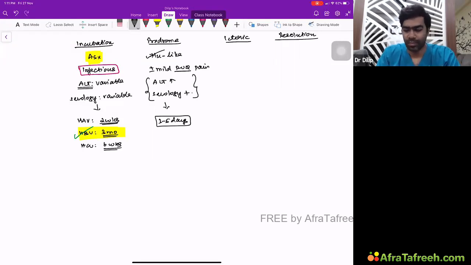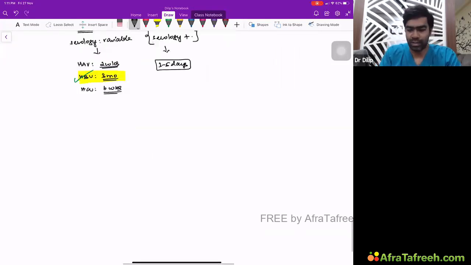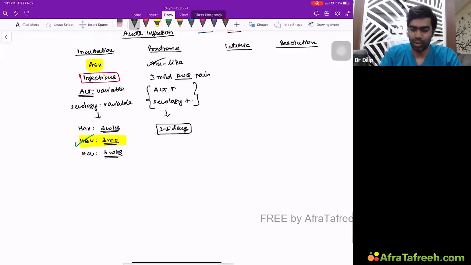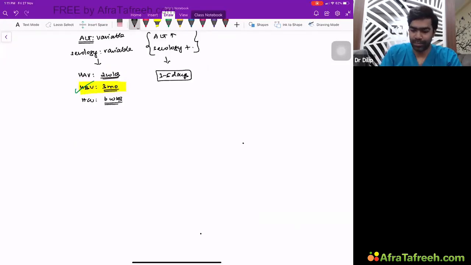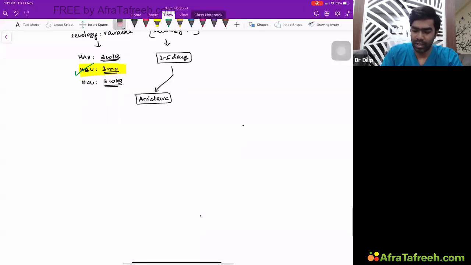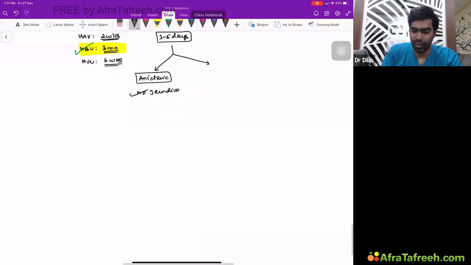Remember, from the prodromal phase, there are many different possibilities. Usually from the prodromal phase, you pass on to the icteric phase, but that's not always the case. There could be a lot of variations here. One variation is the anicteric phase, which is quite common, which means the patient does not get jaundice at all. They have only a mild prodrome. Once they go for the anicteric phase, which means no jaundice here, there can be different outcomes. They don't get jaundice, but the outcomes can be different.